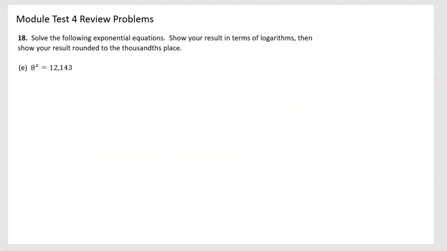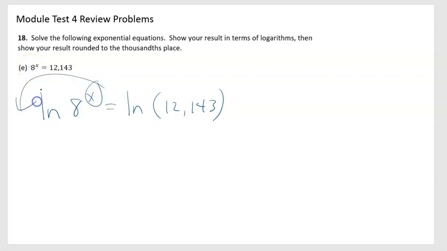Question E, now I have no idea if you can write 8 and 12,143 with a common base. Well, yeah, I do, because 12,143 is an odd number, so you couldn't write it as a base 2. But even if I wasn't sure, then the natural log step that we've talked about would work. So don't waste your time worrying about it. If you don't know, just take the natural log of both sides. Once the exponential is isolated, and it is, the next step is to move that x in front.